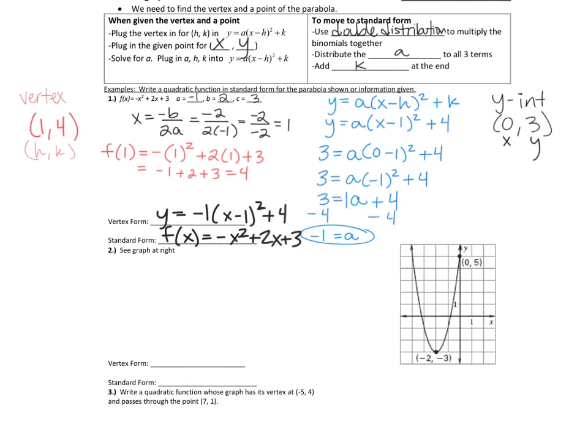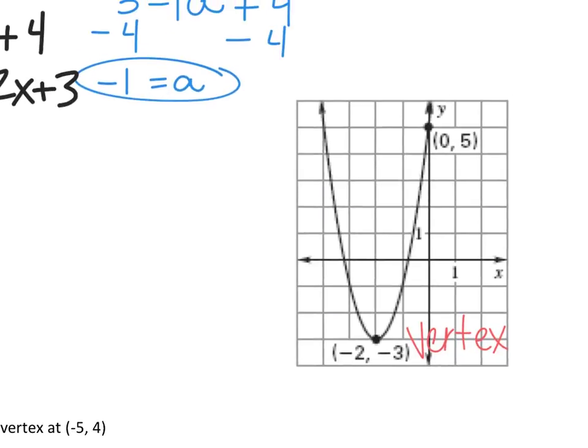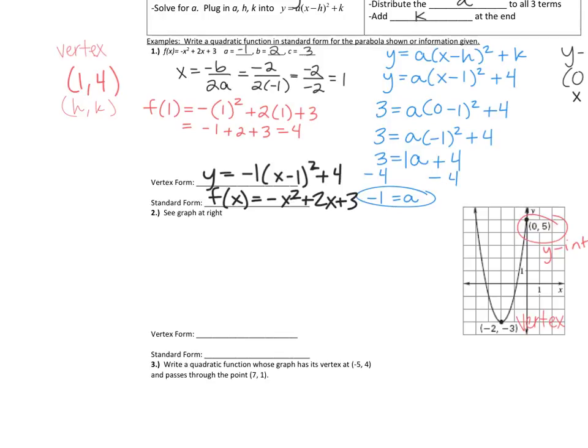Yeah, the vertex is at negative 2, negative 3, excuse me. We also have another point right there, your y-intercept. Since we already have a vertex, we can just put everything in the equation at once.